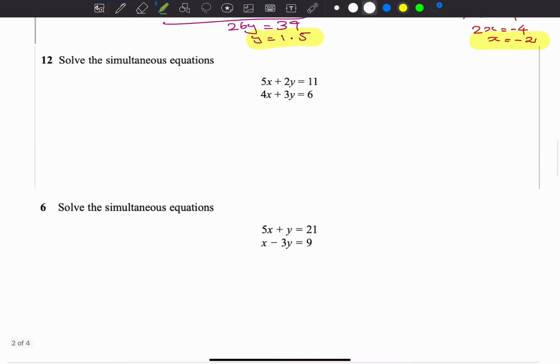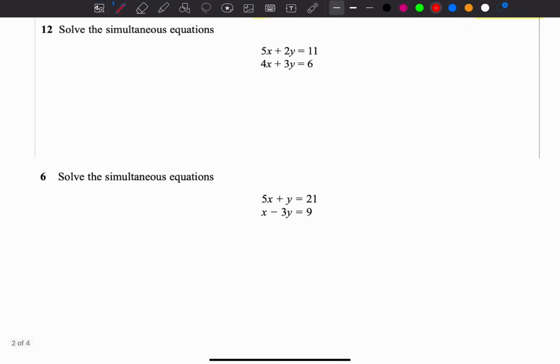Okay. Next one. Times here by 4, times here by 5. That makes it 20x plus 8y equals 44, and 20x plus 15y equals 30. You subtract. What do you get?